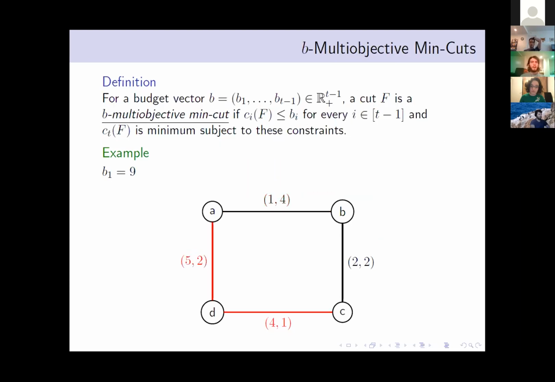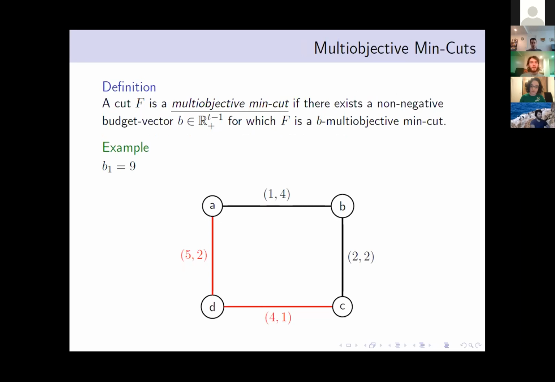Then in the B multi-objective min-cut problem, we're given not only a graph, but also a budget vector B of t-1 budgets. We say that a cut satisfies the ith budget if its Ci cost is at most Bi. And our goal is to find a cut with minimum Ct cost among those that satisfy all t-1 budgets. So for example, in the 2 criteria case, if we're given a budget B1 of 9, we want to find a cut whose C1 cost is at most 9 and whose C2 cost is as small as possible, subject to that constraint. So the red edges are an example. Note that this is not a Pareto optimal cut.